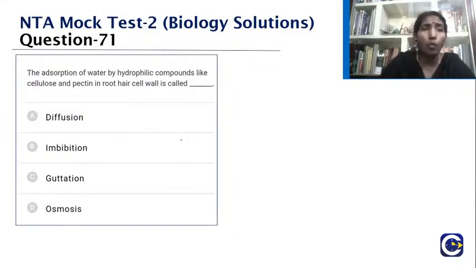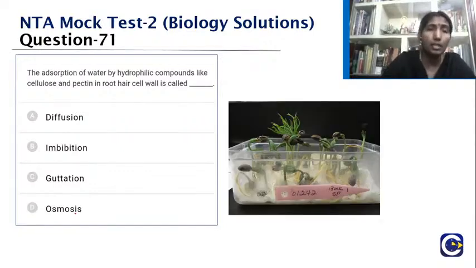The adsorption of water by hydrophilic compounds like cellulose and pectin in the root hair cell is called diffusion, imbibition, guttation or osmosis. So we are aware of this absorption of water by hydrophilic substances without forming a solution. We call that imbibition. So the answer is imbibition.